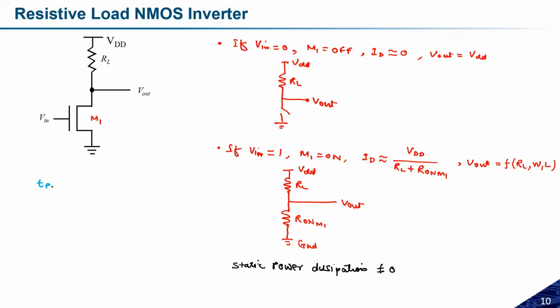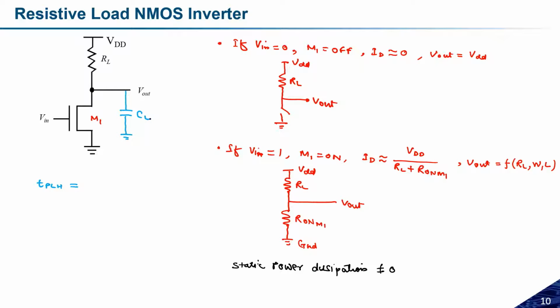If I'm talking about TPLH, can anyone tell me which resistance TPLH will depend on? When does TPLH come into the picture? Sir, when I am going from low to high. Low to high. So RL will play a major role in TPLH, right? Because I'm charging the load capacitance through this one.